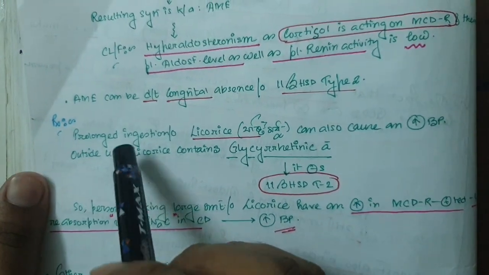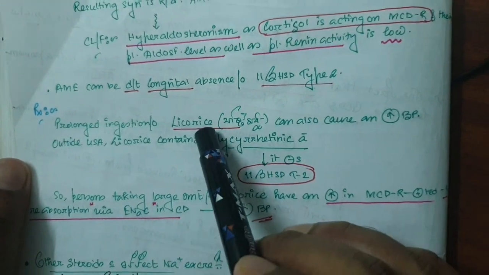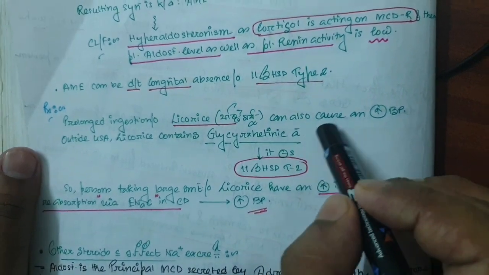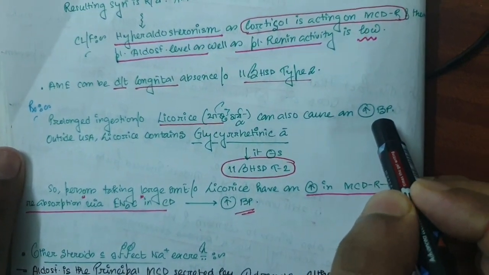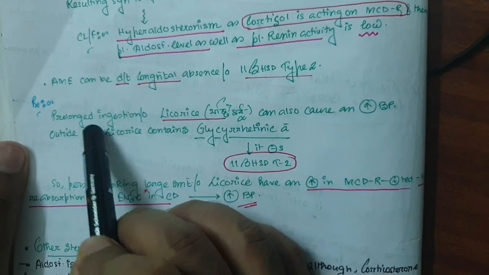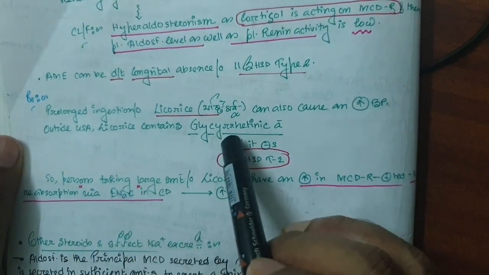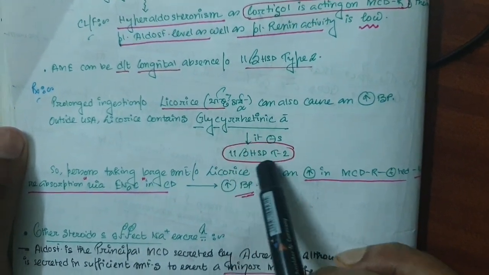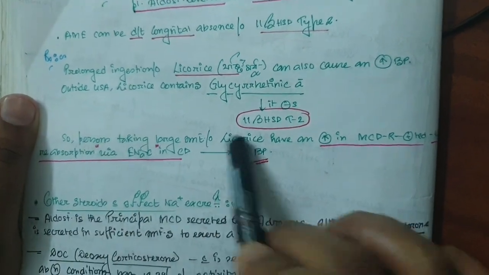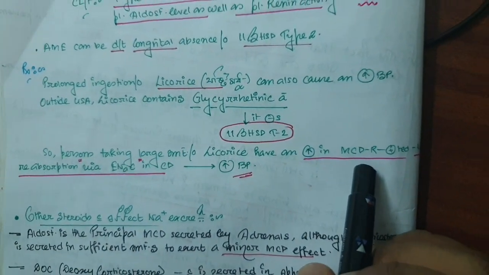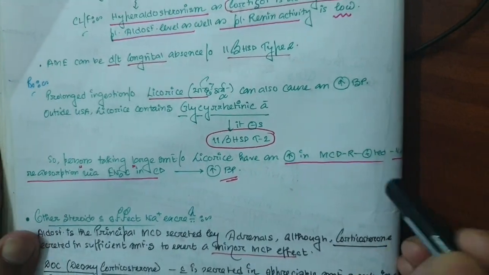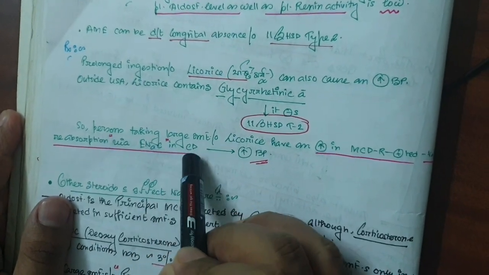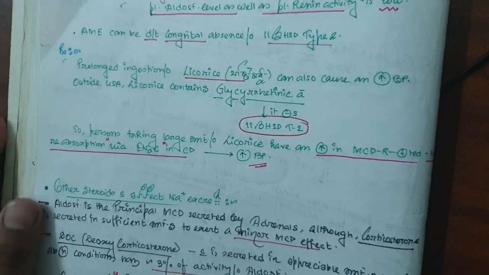So what is the cause? Remember, the prolonged ingestion of licorice. Licorice, which we often eat in various cooking or for colds and coughs, can also cause increased BP. Outside the USA, many licorice products contain glycyrrhetinic acid, which inhibits 11-beta HSD type 2. So a person taking this type of licorice for a long time has increased mineralocorticoid receptor activation, increased sodium reabsorption via ENaC in the collecting ducts, and thereby increased blood pressure.